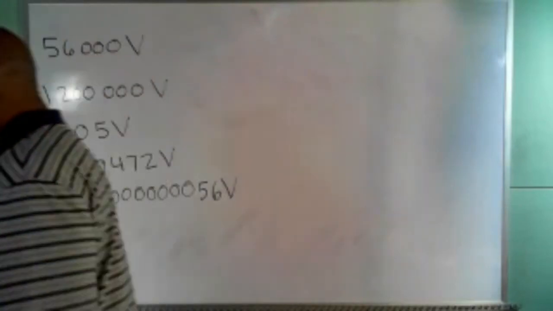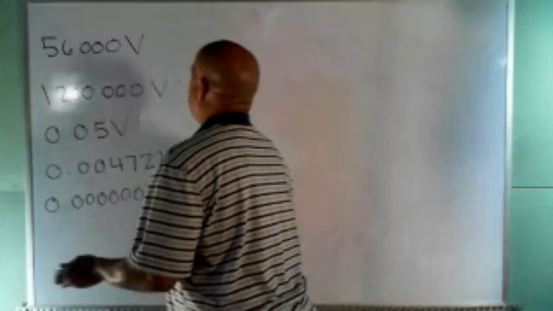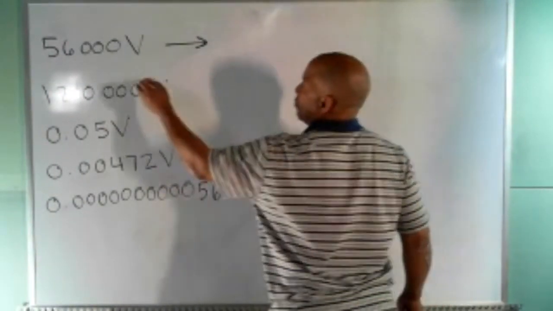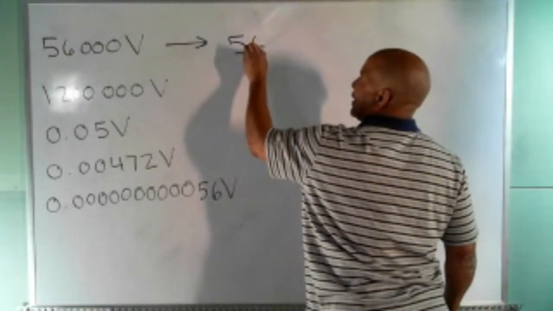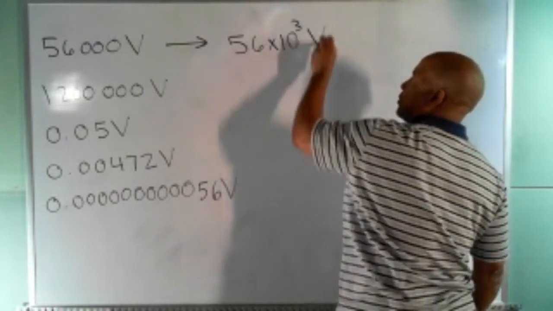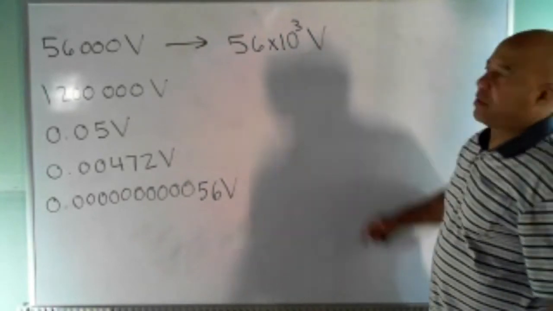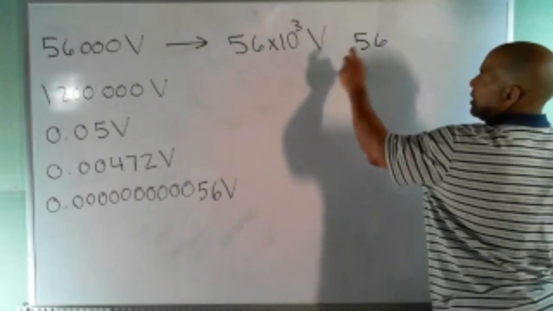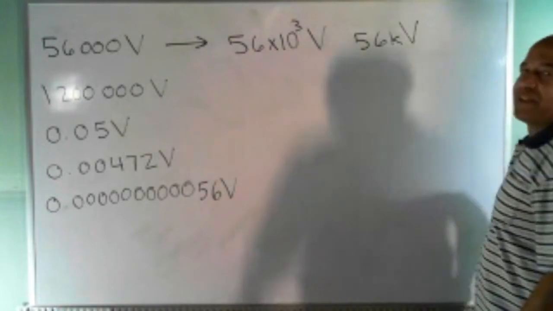All right, but now you should have done at least the first one. So let's look at the first one. If I put this in engineering notation, you should have got, I gotta move it over, 1, 2, 3. So it'll be 56 times 10 to the third volts. And then if I substitute out, put in the correct prefix symbol, it will be 56, I replace this with the lowercase k. So you would say 56 kilovolts.